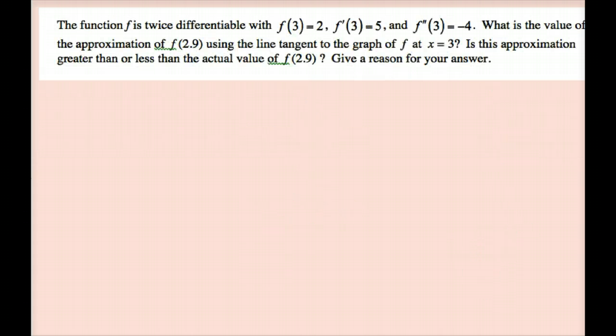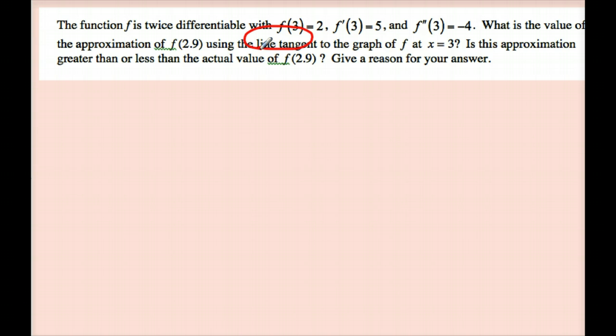According to this, the function is twice differentiable, which means I can take the derivative twice. I have a point: f of 3 is equal to 2, so my x value is 3 and my y value is 2. The derivative at 3 is 5, and the second derivative is negative 4. What is the value of the approximation of f of 2.9 using the tangent line of the graph at x equals 3? The first thing I need to do is write this tangent line.